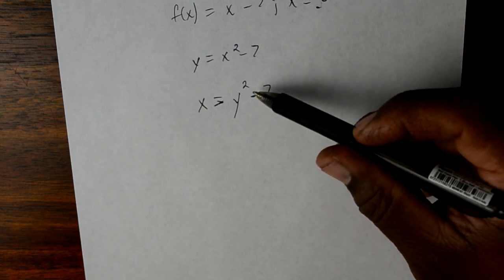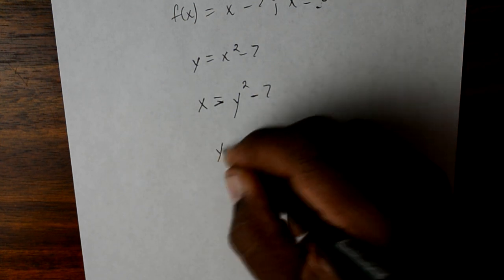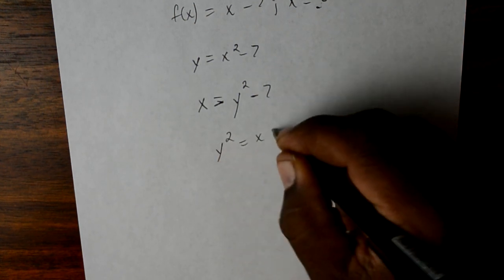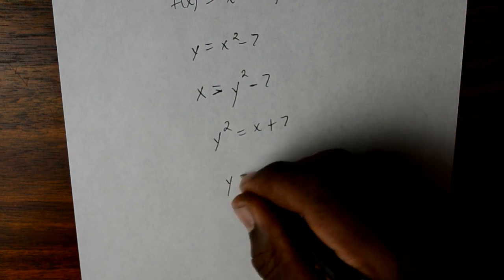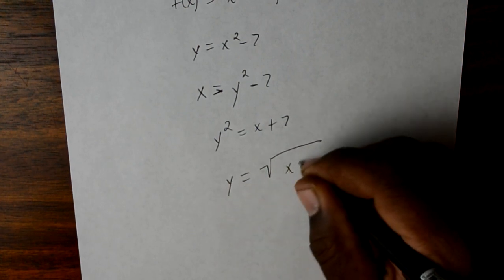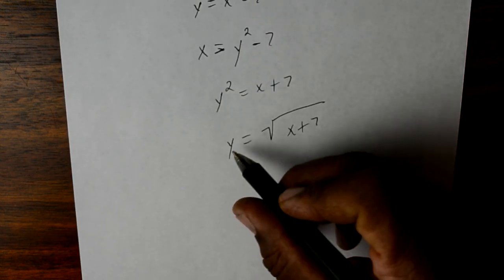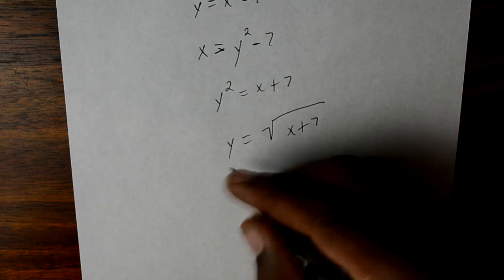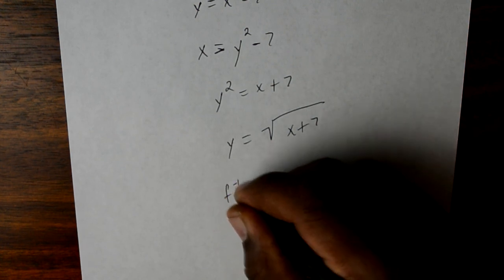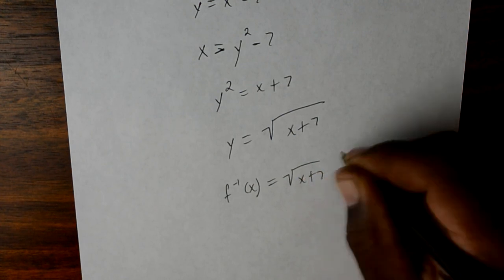Now I'll simply solve it for y. So I'll add 7 to both sides. I'll use the square root property. y is equal to the square root of x plus 7. And now I'll change y to the f inverse symbol. So f inverse of x is equal to the square root of x plus 7.